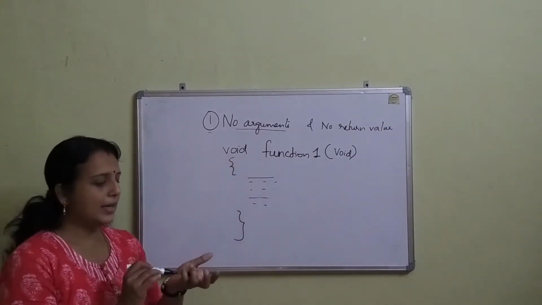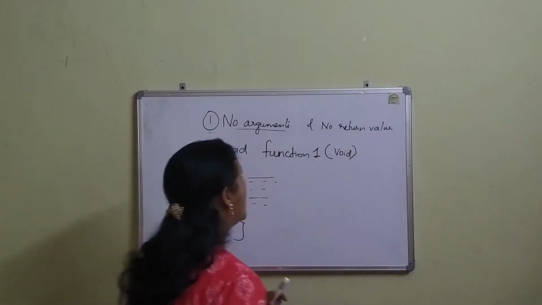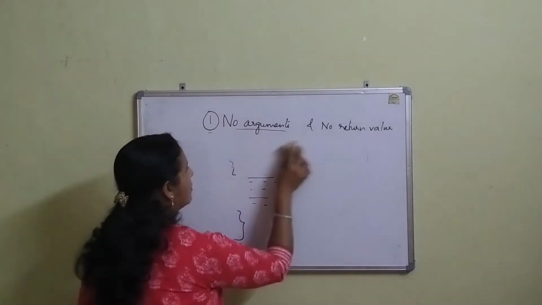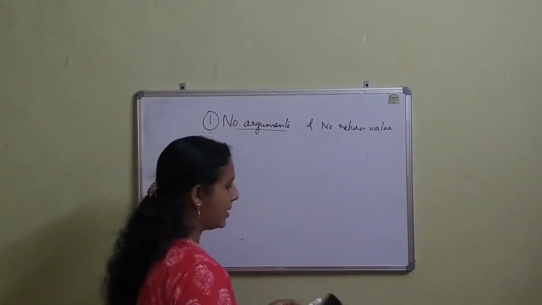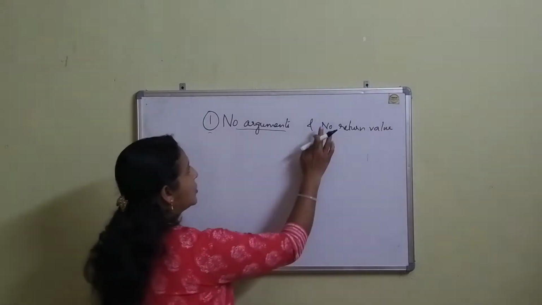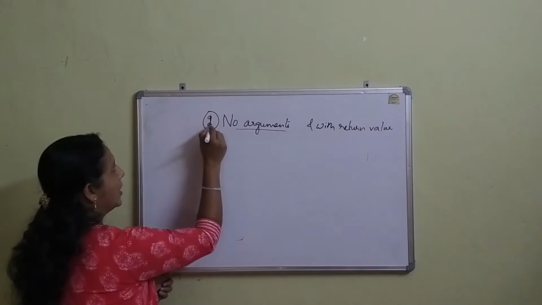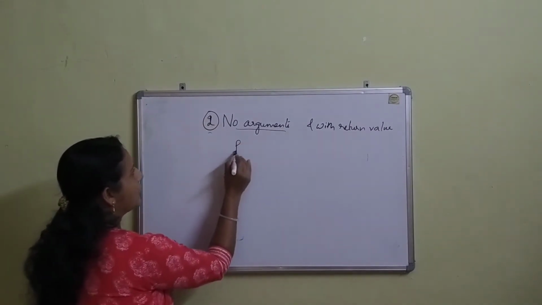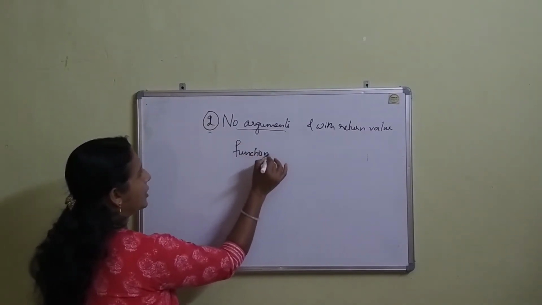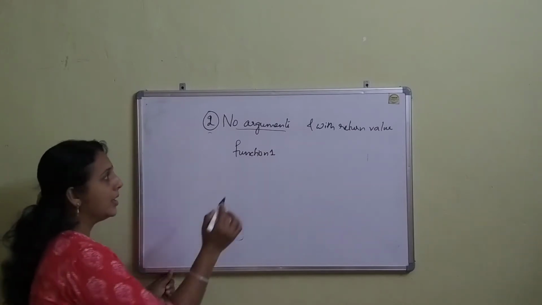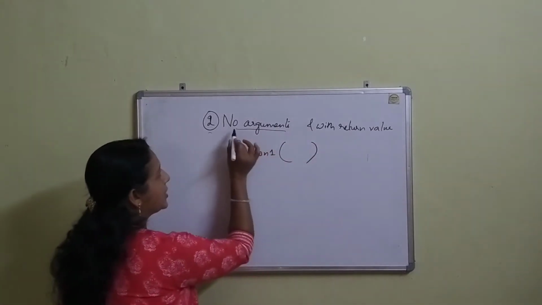Okay, and the next category is no arguments and with return value. So the second one is no arguments and with return value. That means you have to give your function name. This is function 1, and it is going to take no argument.